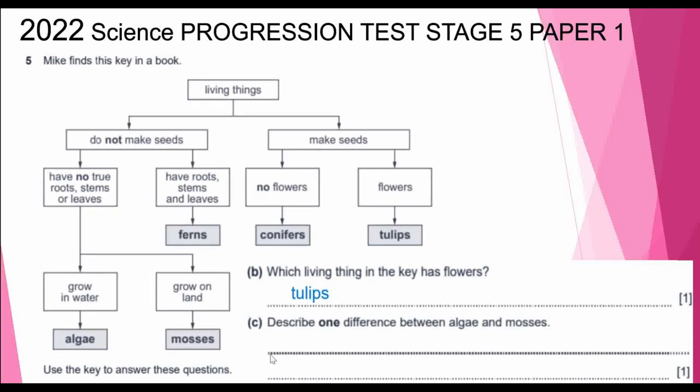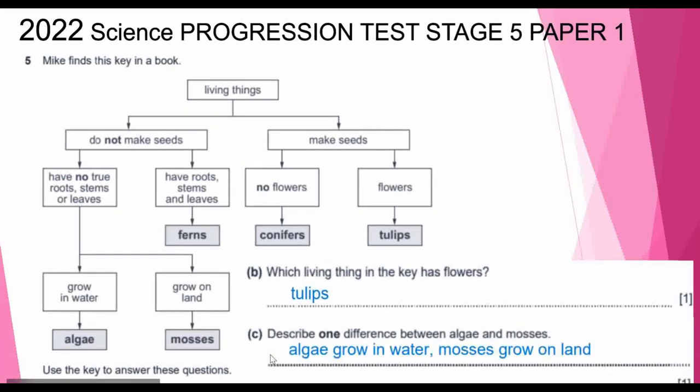Have you got your answer? Here we go. Difference: algae grow in water while mosses grow on land. That's the difference. Next.